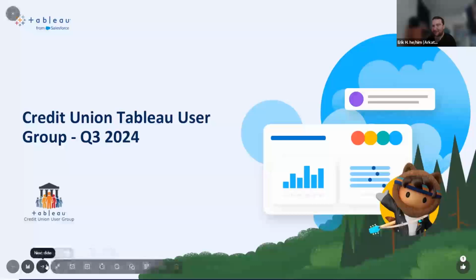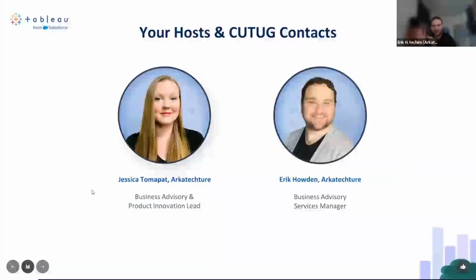My name is Eric, and some of you may have met me outside of this, but for most of you, I might be a new face. I'm the Business Advisory Services Manager. The Business Advisory Services team at Architecture is going to be taking over the user group to help Devin out. Where I come from is 8.5 years of credit union experience too, so I've been in your shoes.